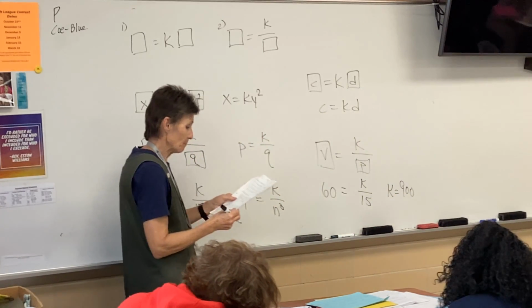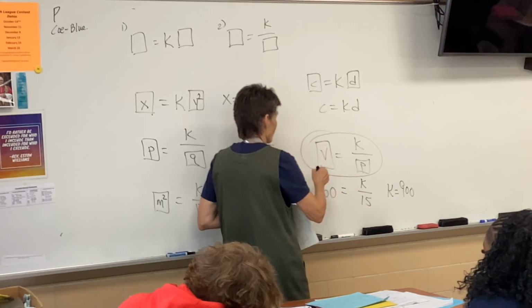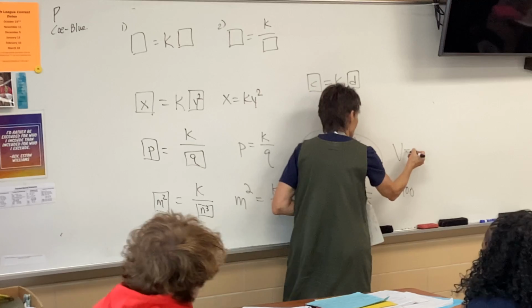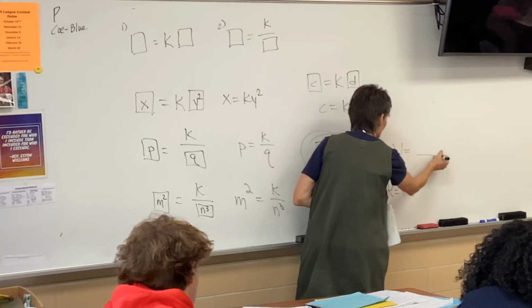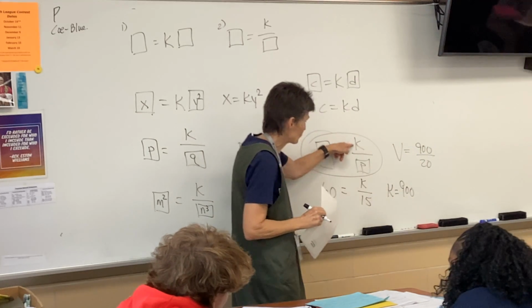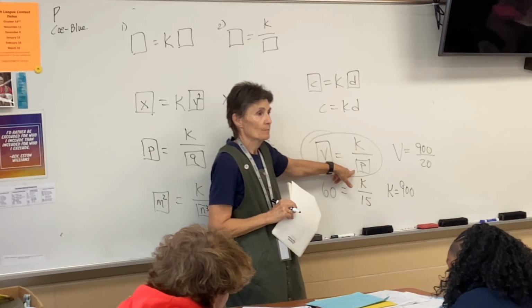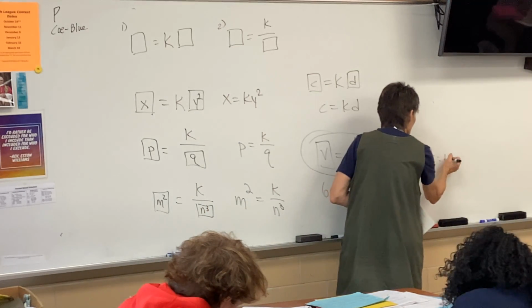And then find the volume. This is your setup now. So we're finding the volume when the pressure is 20. So don't we have 900 over 20? Which we can figure out to be 45?